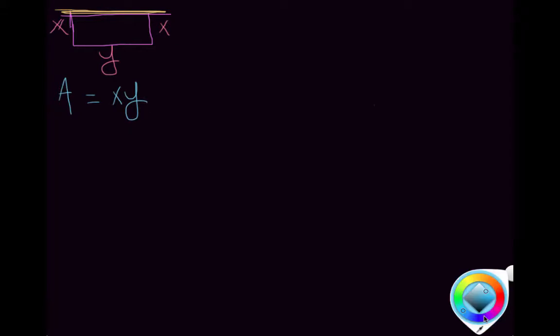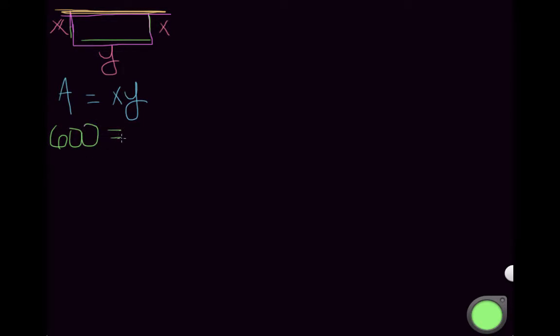I know that the area of any rectangular shape is always going to be the base times the height, or the length multiplied by the width, so it's X times Y. And I also know that the amount of fencing that I have is 600 feet. So that's all I have to cover all 3 of these sides right here. I've got 600 feet, so I can say that it's equal to 2 X's plus 1 Y. Okay, so again, this is all the information that I have at this point in time.